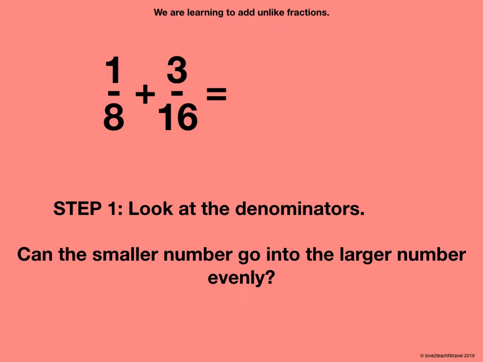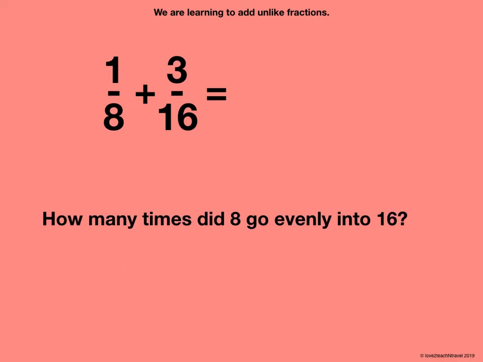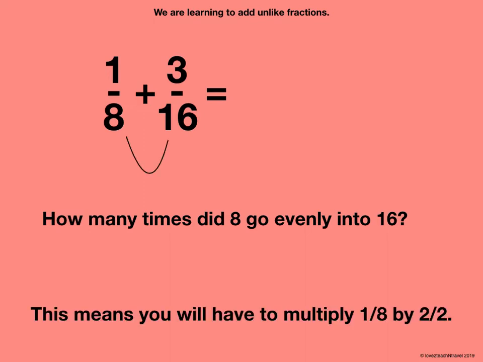Can the small number go into the large number evenly? So can 8 go into 16 evenly? Let's think about our counting patterns. 8, 16. Yes, it can, and it can go evenly twice. So how many times did 8 go into 16 evenly? It was twice. So this means you will multiply 1/8 by 2/2.